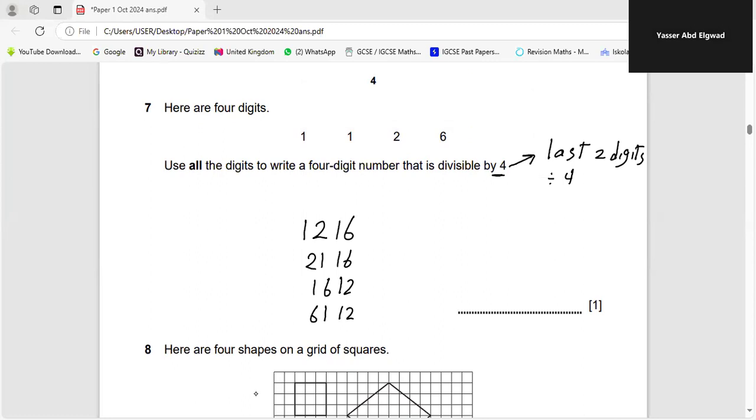For example, 16 and 12 are divisible by 4. We can choose any of them, and it's going to be correct, such as 1217, and so on. One of them is correct. We only need one.